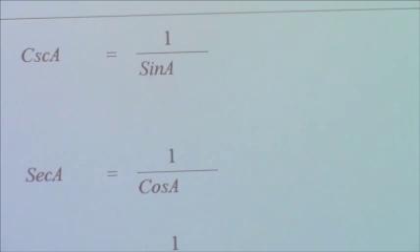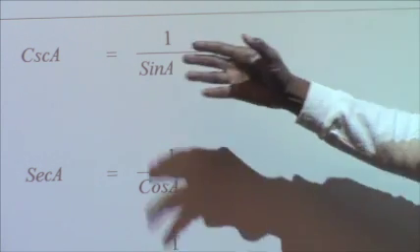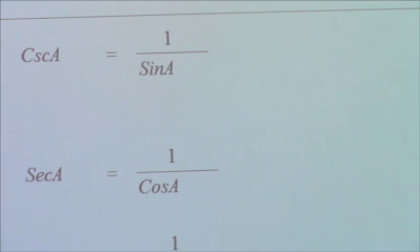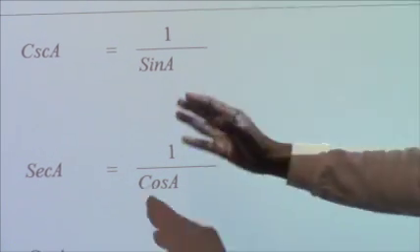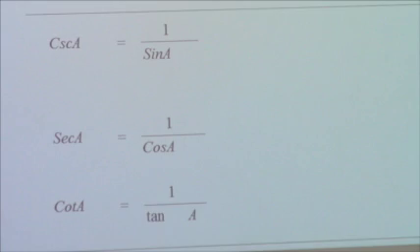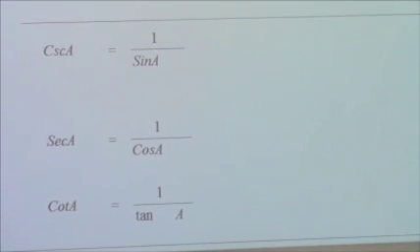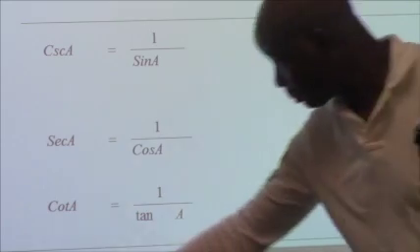Then the next set of identities we have will be the reciprocal identities. Which says that the cosecant of an angle is equal to 1 over the sine of the angle. The secant of the angle is equal to 1 over the cosine of the angle. And the cotangent of an angle is basically 1 over the tangent of an angle, forming the reciprocals.